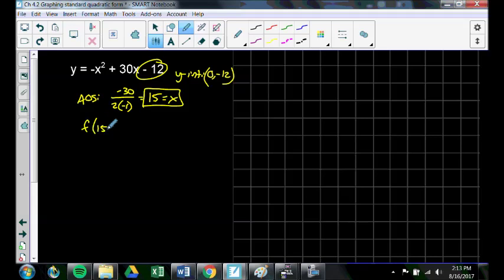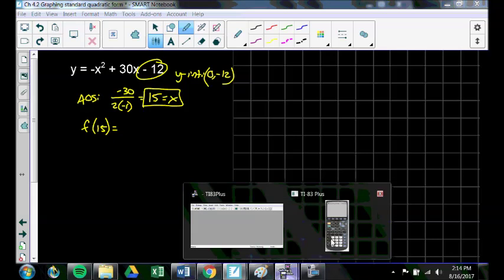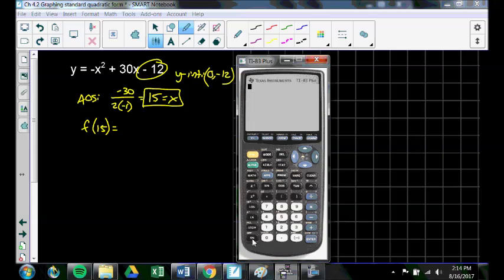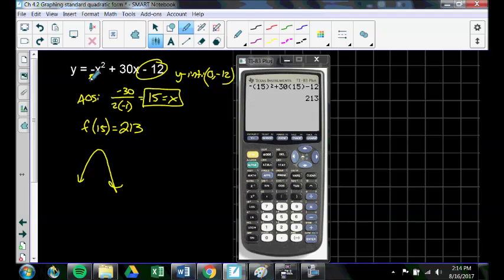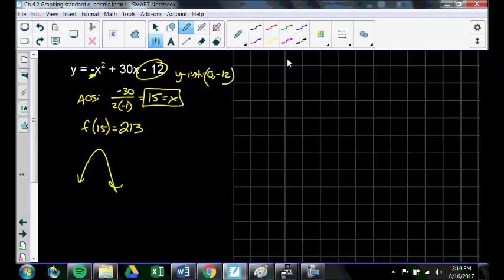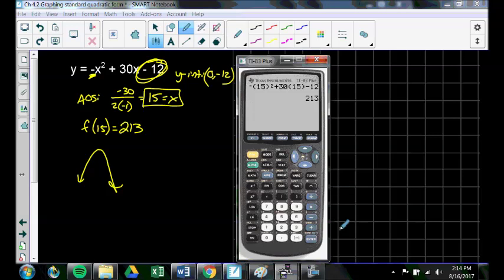So then I'll try and find the vertex. I'll do f of 15, and I don't want to do that one in my head, so I'll grab my calculator. I get negative 15 squared plus 30 times 15 minus 12, and that's 213. And I also know this graph is pointing down because it has a negative a value. Well, I don't want to try and graph the point 15, 213 while hitting a y-intercept of negative 12. Graphing this precisely by hand would be a chore and also probably not necessary or worth it, so instead let's graph it on our calculator.